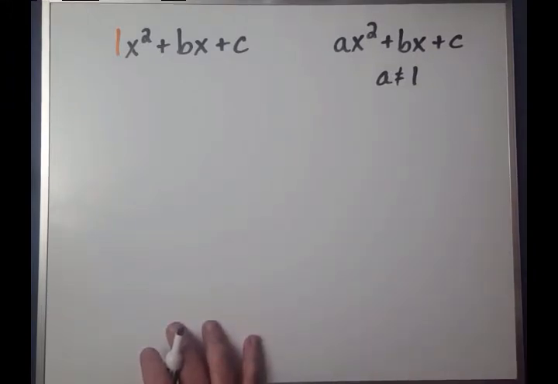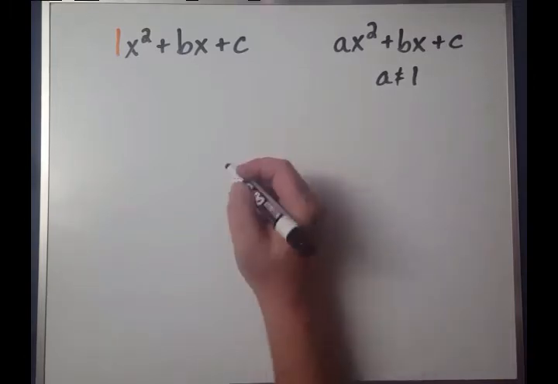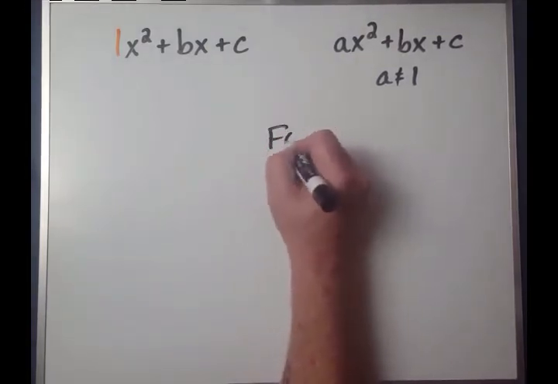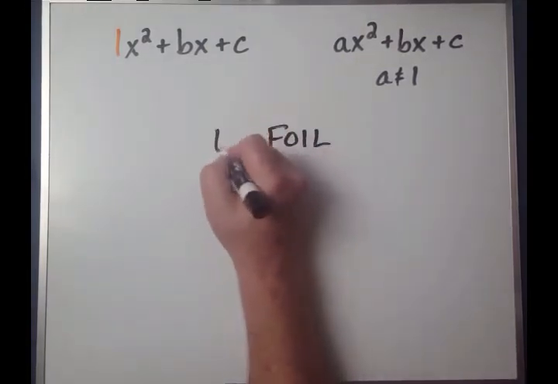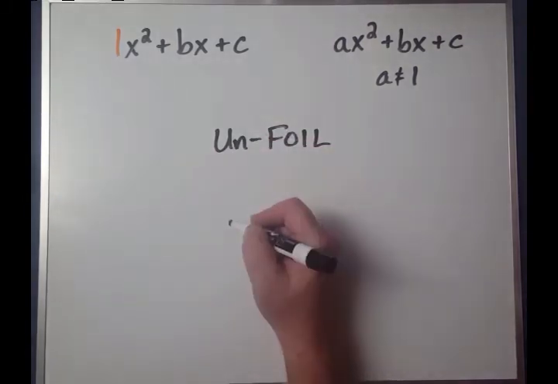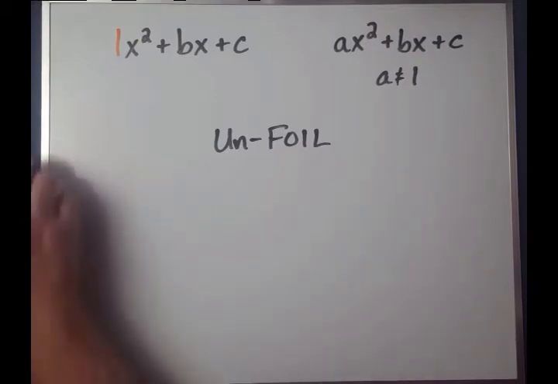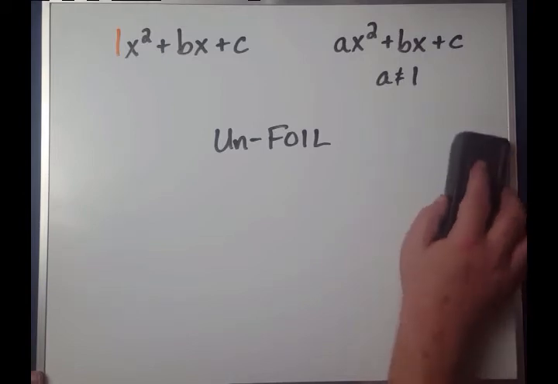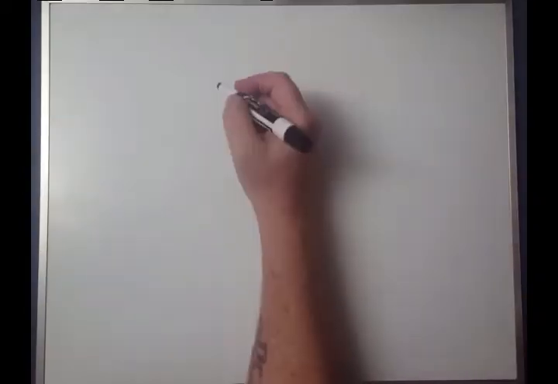Now I'm going to start with objective 2. I'm going to take the section backwards from the way she presents it. There are two methods in this section. The one we're going to look at today, she calls the FOIL method. I call it unfoil, because we're tearing apart a trinomial. And here's how it works. We're going to go ahead and grab a homework problem. Number 24.